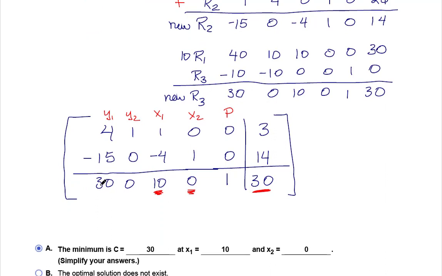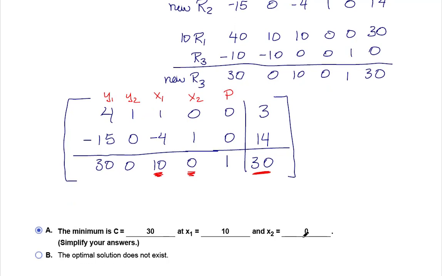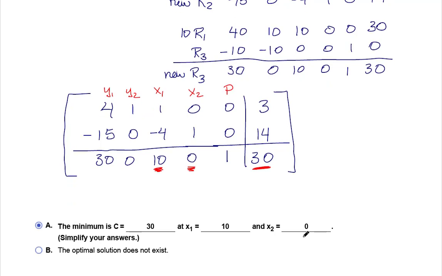All right, when I do that, I notice there are no more negatives in the bottom row. Therefore, we're done. What does it mean? All right, so here's x1, here's x2, 10, 0, and 30. So the minimum value is 30, and it's occurring at the point 10, 0. So not too hard, just take your time, don't make some kind of adding mistake, and I have confidence that you can do it.